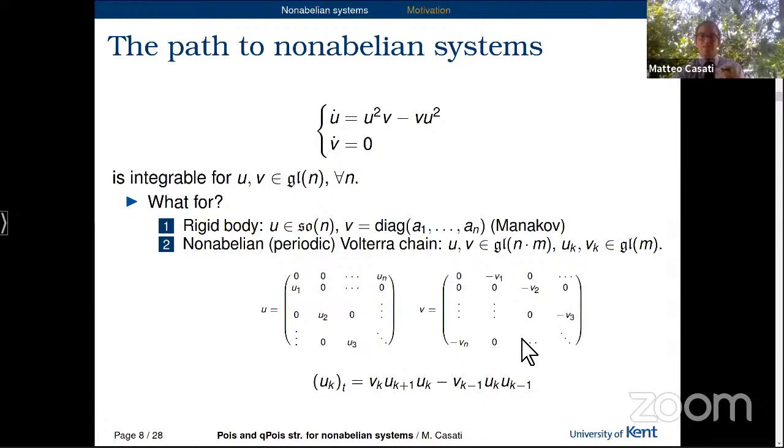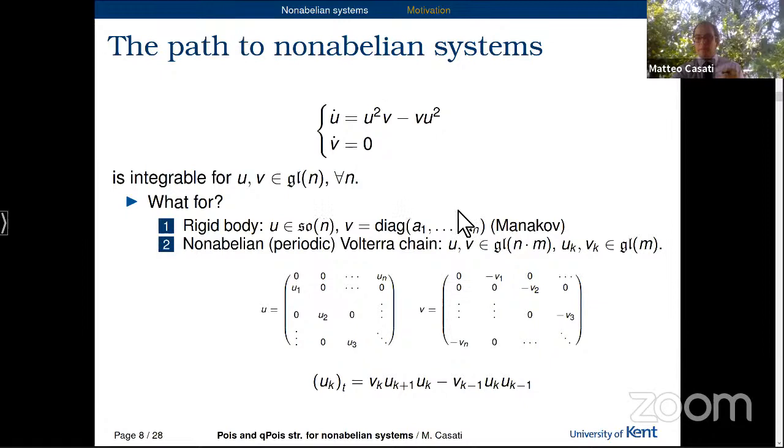Let's take this system as a prototypical example. This is a system of ODEs for functions u and v of time, and this is the system that I'd like to present to you. It's u dot equals u squared v minus v u squared, and v dot equals zero. And the first time I normally show this, someone in the audience raises their hand and says, this system is trivial. Of course, it's zero and zero. But it's in fact not, because now we take u and v to be elements of GL_N, so matrices. And of course, the product of matrices is not commutative. So this system is not trivial.